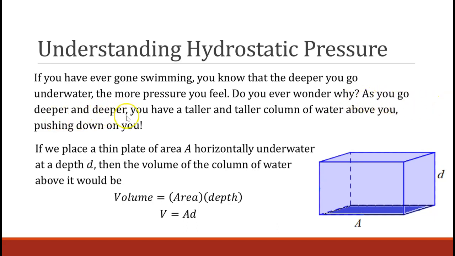As you go deeper and deeper underwater, you have a taller and taller column of water above you, pushing down on you. If we place a thin plate of area A horizontally underwater at a depth D, then the volume of that column of water above it would be found by calculating volume is equal to the area of the thin plate times the depth, or V equals A times D.